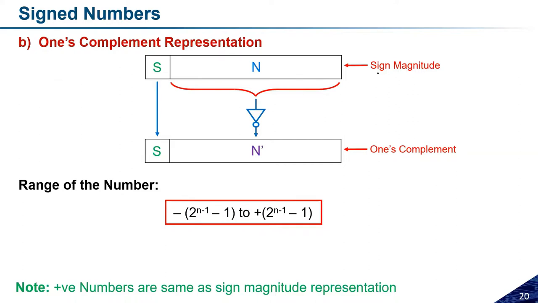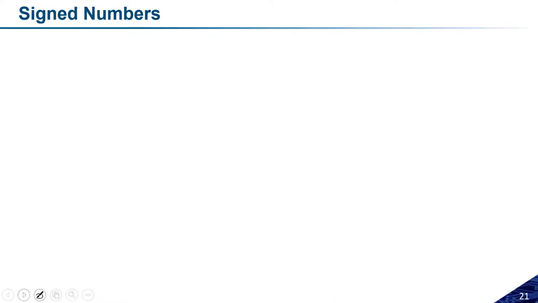Now let's talk about the two's complement. Again, in this case, the range will be the same. Let me write it so that you will get some information. If n is equal to 4, the range is equal to minus 7 to plus 7. Fine. Now let us talk about the signed number representation, especially the 2's complement representation.